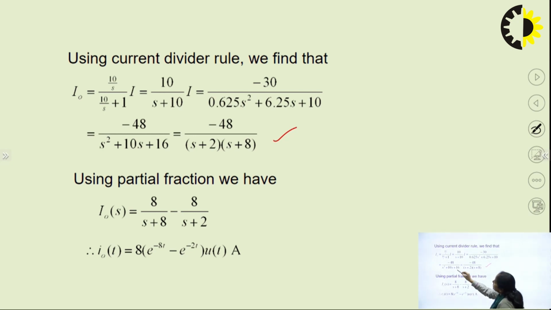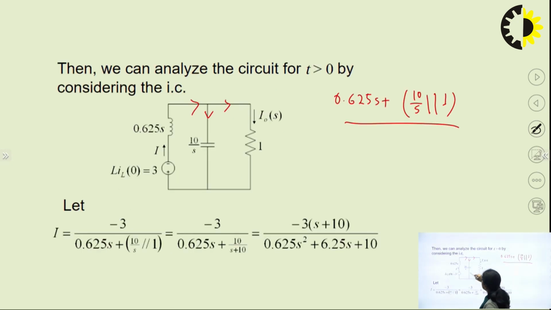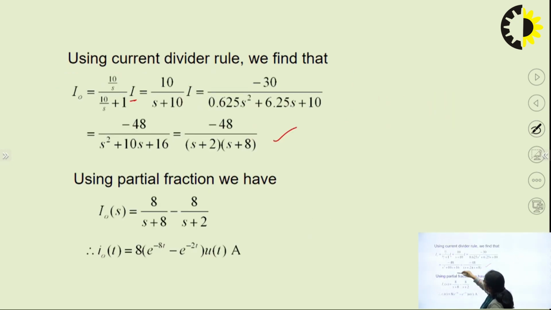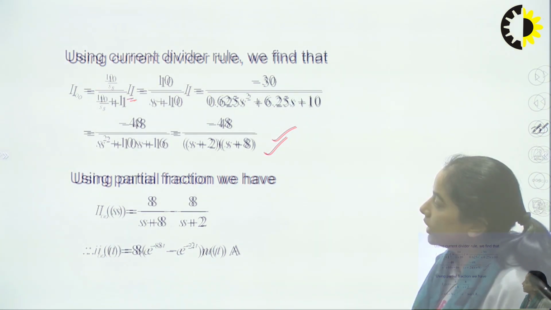See, this is the total current and we are applying the current division rule. Since we need to calculate the current through this, it is 10 by S divided by 10 by S plus 1, into I. After keeping the value of I, this is the value of the current I naught.